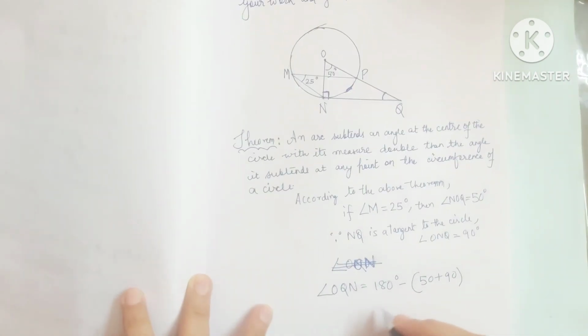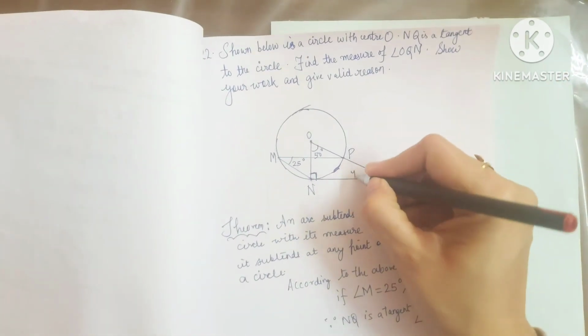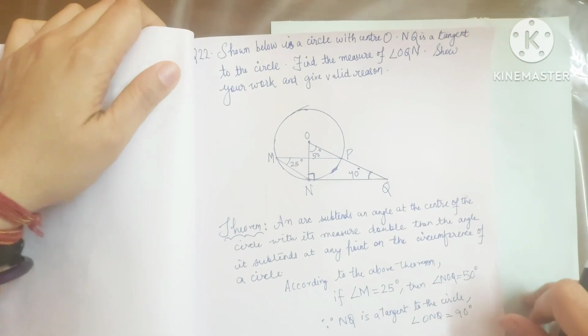So if I do this, what will I get? 90 plus 50 is 140 degrees, and 180 minus 140 will be 40 degrees. So angle OQN we found is 40 degrees. So this angle is 40 degrees. So this is the answer for question number 22.